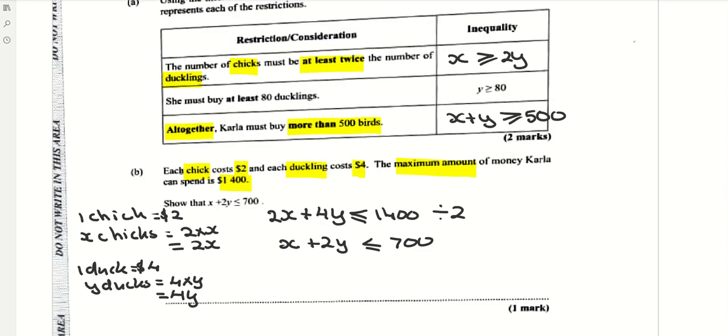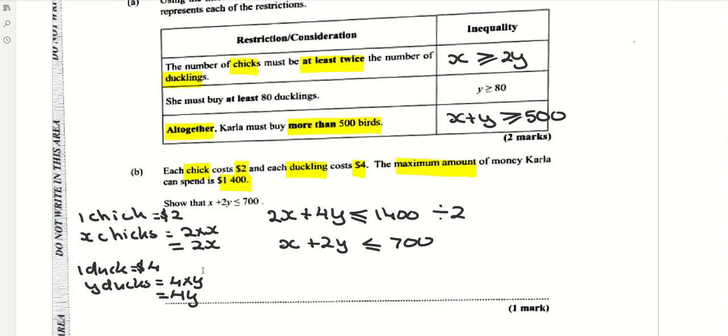Part B, each chick costs $2. So one chick costs $2 and each duck costs $4, meaning one duck costs $4. The maximum amount of money Carla can spend is $1,400. Show that X plus 2Y is less than or equal to 700. So what you would do, if one chick is $2, then X chicks would be 2 by X, which is 2X. If one duck is $4, then Y ducks would be Y multiplied by 4, which is 4Y.